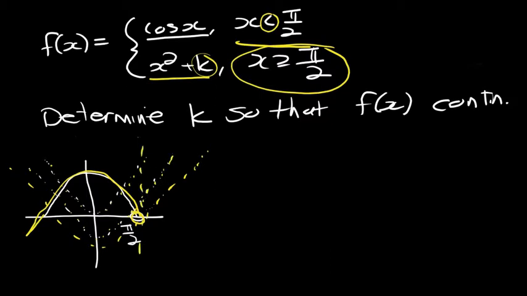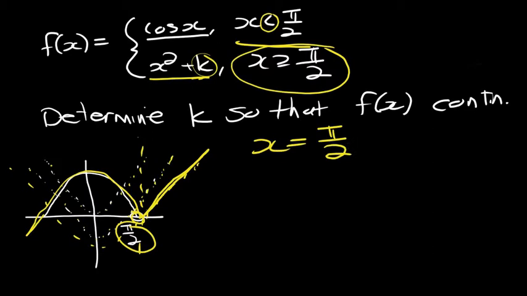But now the question is: determine k, this value k, so that f(x) is continuous. So it means that at pi over 2, the two graphs must be continuous. So this x squared plus k must run something like this. But now we must show it algebraically, and that's not always that easy. So at least we know that they must meet at x is equal to pi over 2.